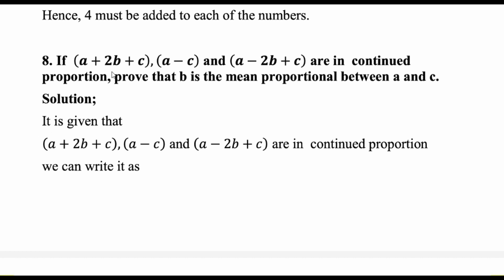If a plus 2b plus c, a minus c and a minus 2b plus c are in continued proportion, prove that b is the mean proportional between a and c. So how to solve it? Let's write that all three of these are in continued proportion.